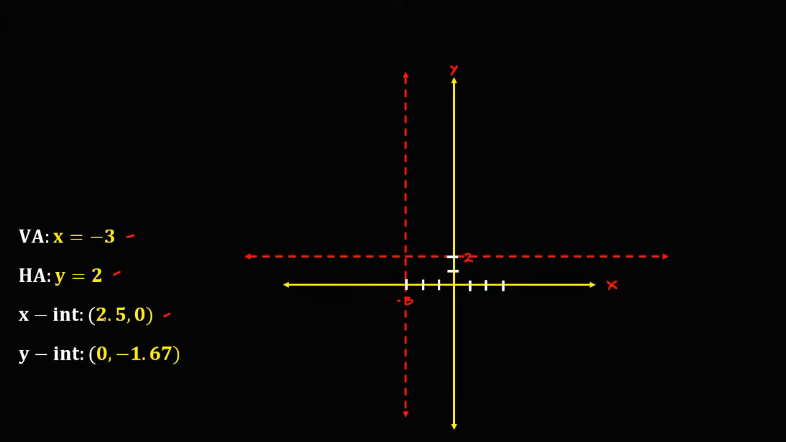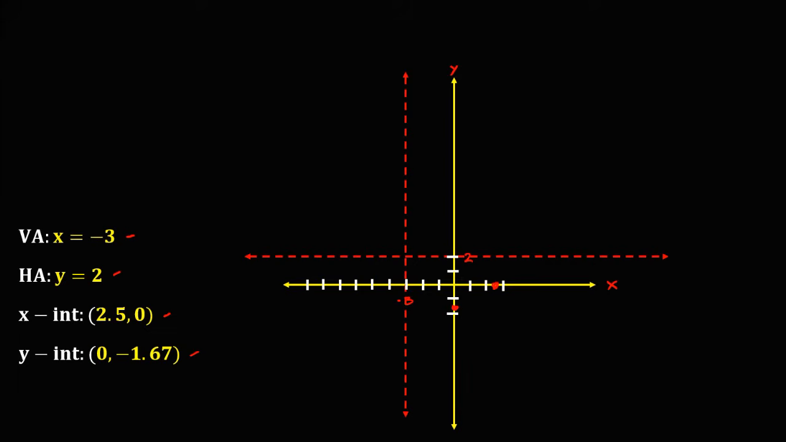Then we need to plot the coordinate of the x-intercept. So x equals 2.5 and y is 0. This point is the coordinate of the x-intercept. And for the y-intercept, x is 0 and y is negative 1.67. So this point is the coordinate of the y-intercept.